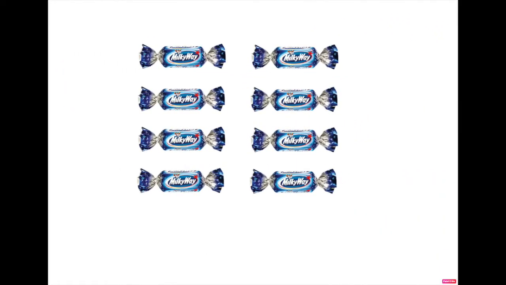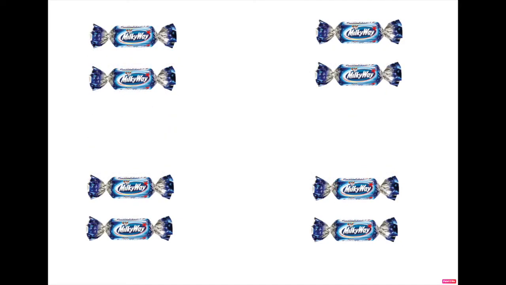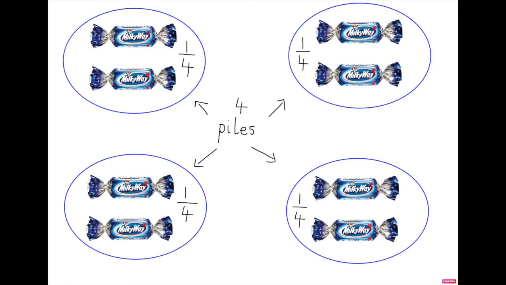Let's now divide sweets into quarters. Here are 8 sweets. To find out a quarter of these sweets, we must half the sweets and then half them again. Now they are in 4 equal piles. Each pile is one of 4 equal piles, so each pile is 1/4.